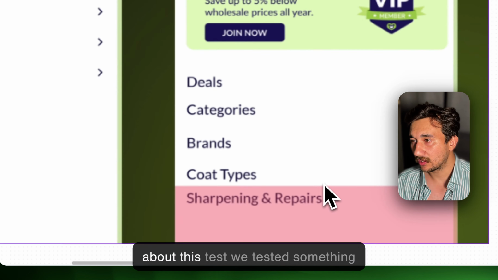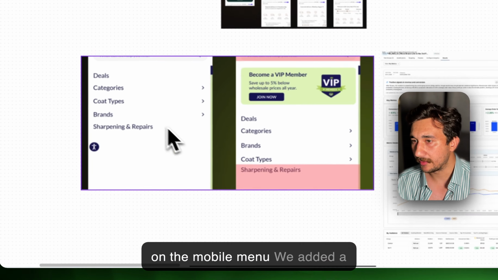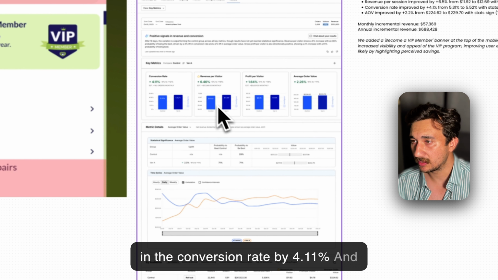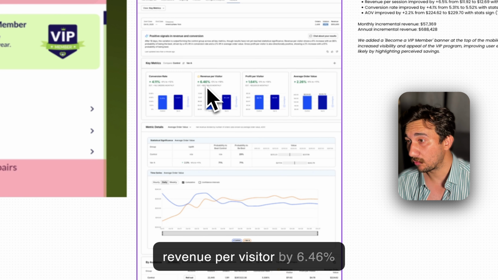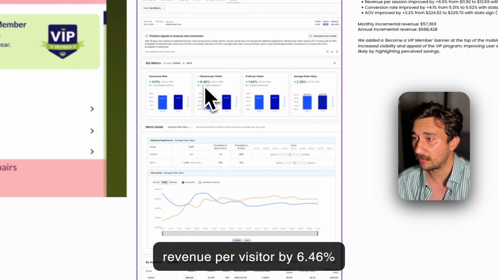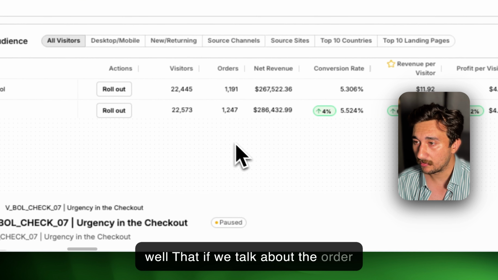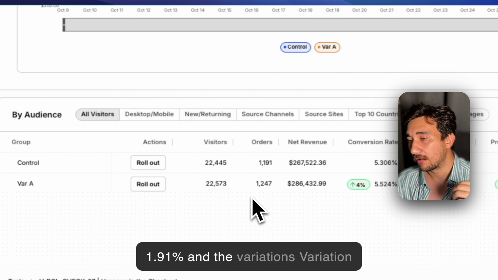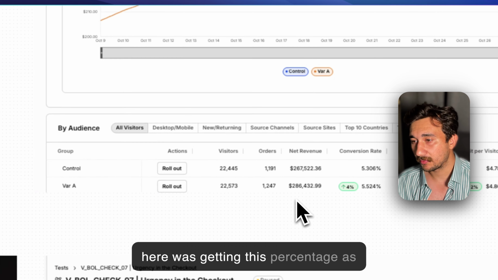If we talk about this test, we tested something on the mobile menu. We added a "become a VIP member" that helped the conversion rate by 4.11% and revenue per visitor by 6.46%. If we talk about the order difference, the control was getting 1.91% and variation A was getting this percentage.